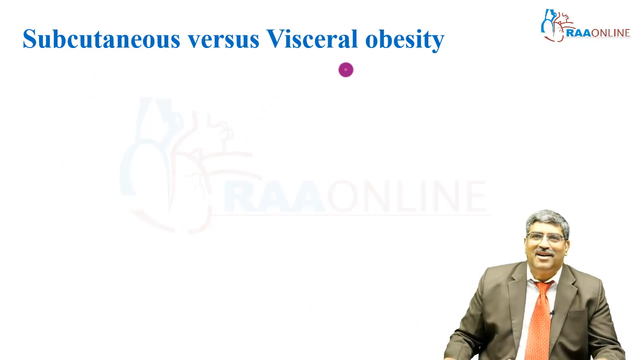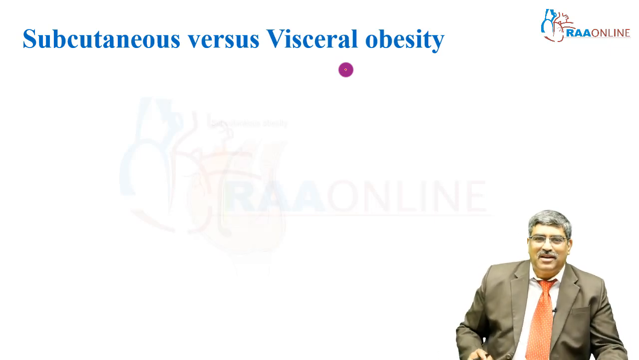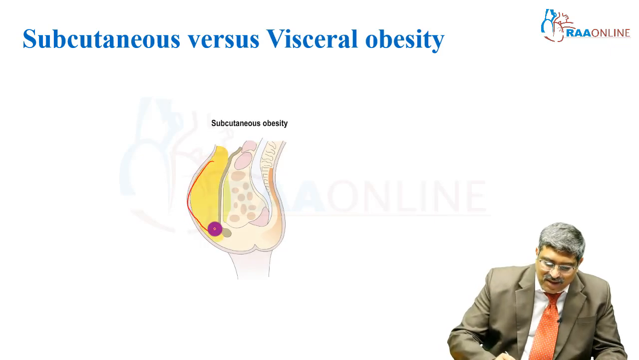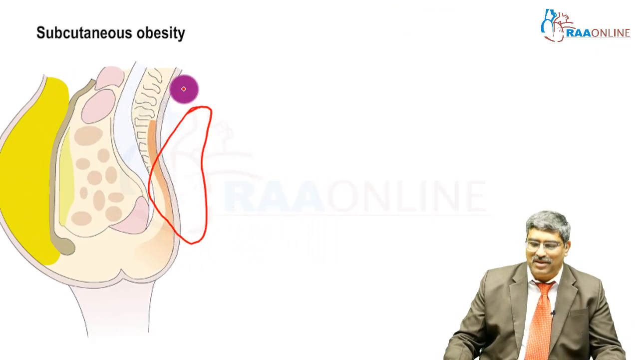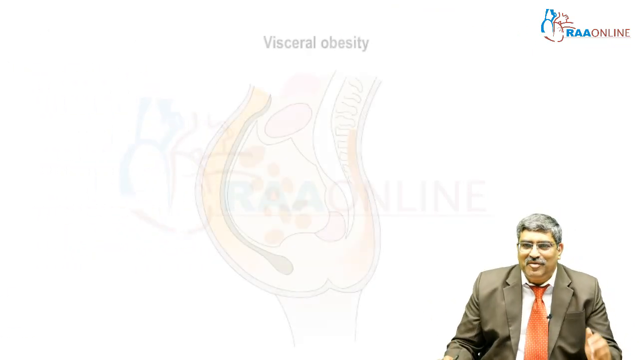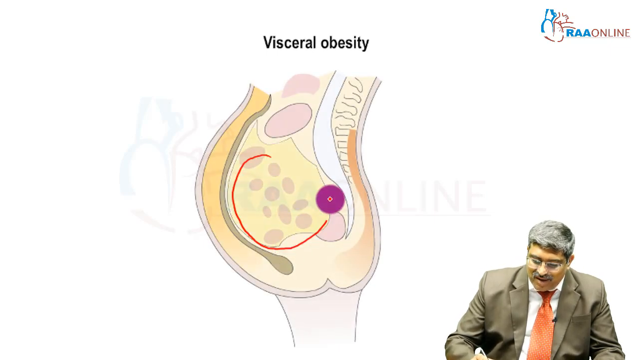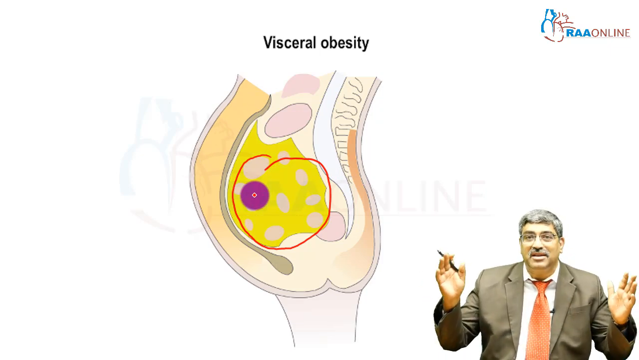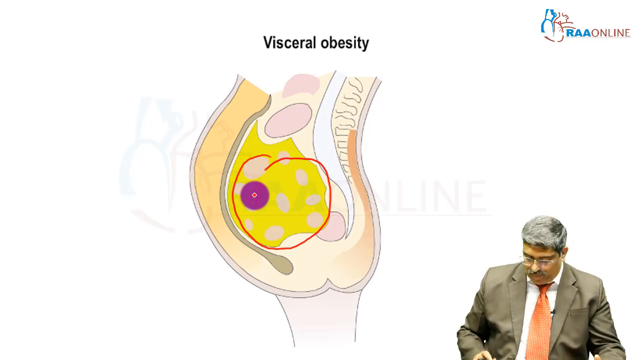Now coming to another classification, subcutaneous or visceral obesity. In subcutaneous obesity, the fats get deposited in the subcutaneous part. In visceral obesity, the fat gets deposited in the visceral part and it slowly expands. So, it affects the visceral organs. This is visceral obesity.